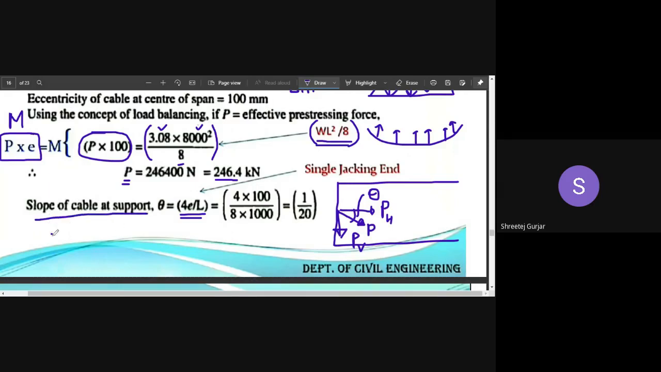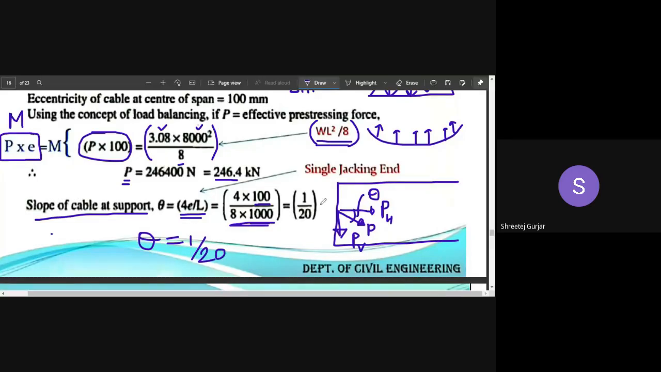Whenever it is a parabolic cable, this is the theta formula you have to use, that is 4 into E by L. So 4 into E, which is the eccentricity, 100, divided by L, that is 8,000 in mm. They have converted 8 meters to mm. So this is equal to 1 by 20. So theta is equal to 1 by 20, and we have calculated theta.